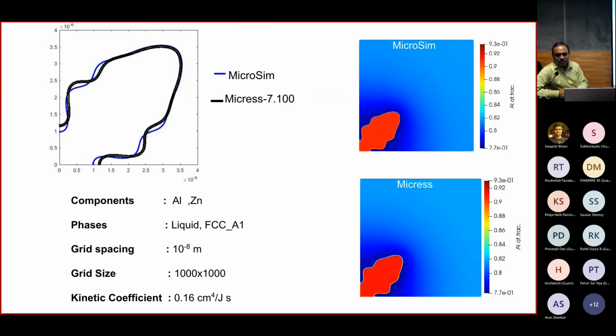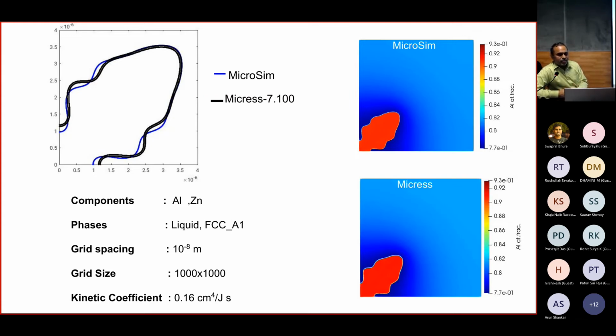On the right, you have the concentration field, MicroSim and Micress. If you did not have the labels, maybe you would not be able to distinguish between those two images. And the sidearms are a matter of random noise, which is not the same even if you do it two times in the same tool. So do not worry about minor differences away from the tip.